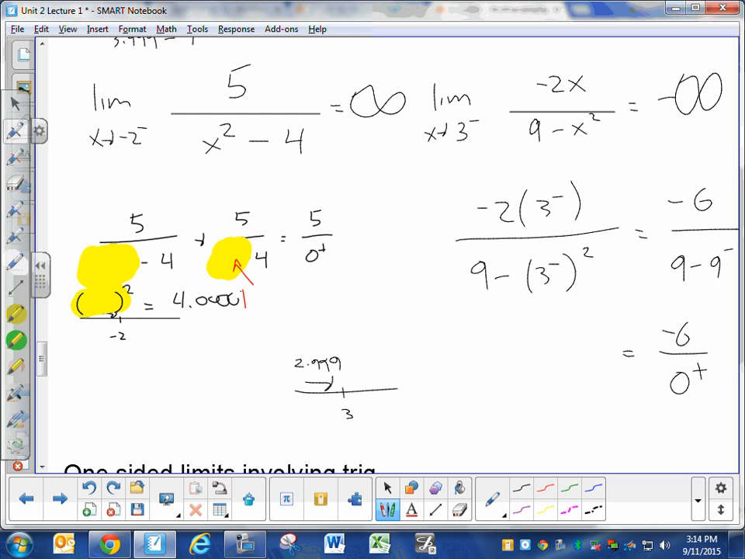Okay, look at what I did. I took -2 multiplied by 3, and I got -6. I do not care if it's from the left or the right here, because it's just going to be negative.